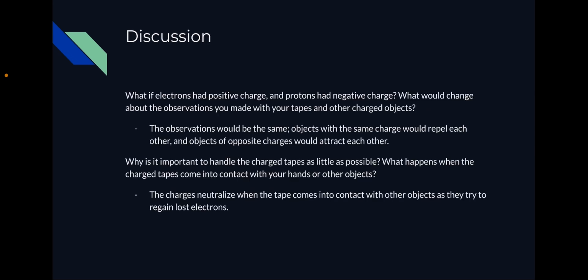So for further discussion, what if the electrons had positive charge and protons had negative charge? What would change about the observations I made? The observations would be the same. Like charges still repel and opposite charges will still attract, so that wouldn't change. And why is it important to handle the charged tapes as little as possible? The charges will neutralize when the tape comes into contact with anything else, as the tape would try to regain lost electrons, so the charges would change.